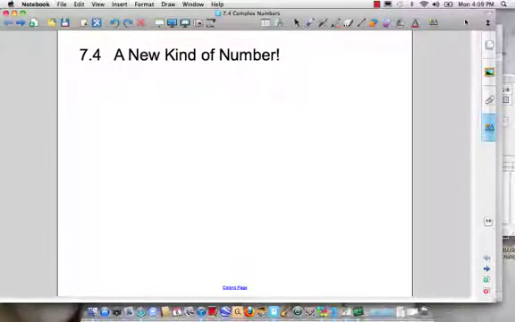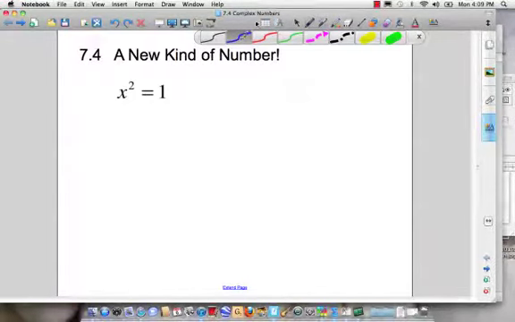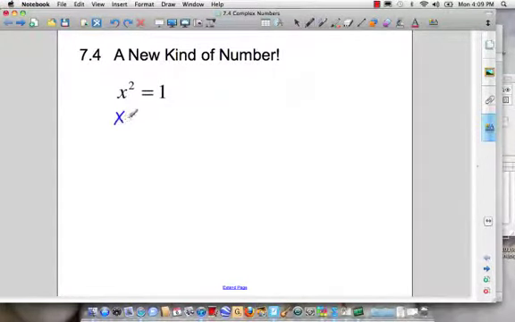This lesson will prepare you for section 7.4, and in doing so it's going to introduce you to a whole new type of number. So we're going to start by considering this quadratic equation, x squared equals 1. In order to solve this equation, you've learned a few different methods, but the fastest one here would be to take the square root of both sides, remembering that the square root of x squared is x. And when you take the square root of both sides, you need to remember to introduce the plus or minus symbol, because numbers actually have two square roots.